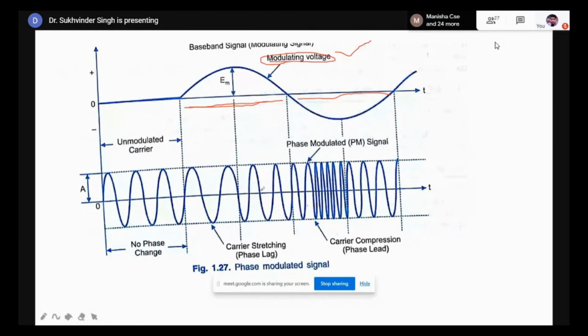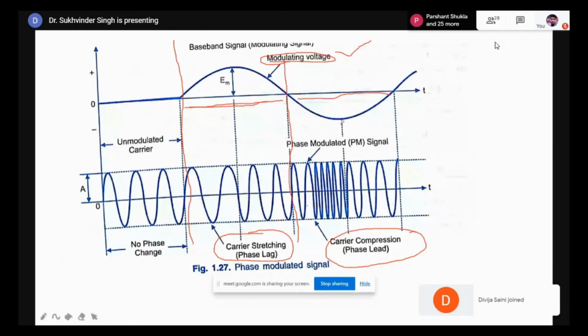So here we can say in the first region, the carrier is stretching and there is a lag in phase, whereas in the second region, the phase is leading the carrier wave. If you compare the regions, we can clearly see that in the first region the carrier is stretching, and in the second region the carrier is leading. So in region 1 the phase is lagging behind, in region 2 the phase is leading the carrier or modulating signal.